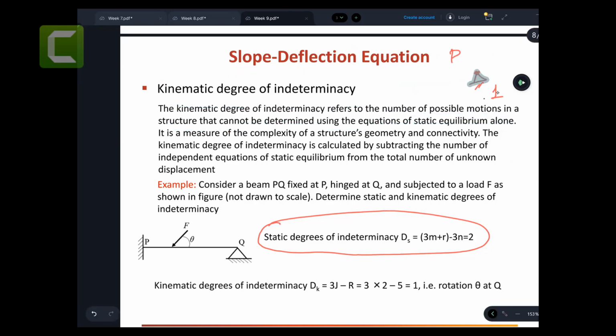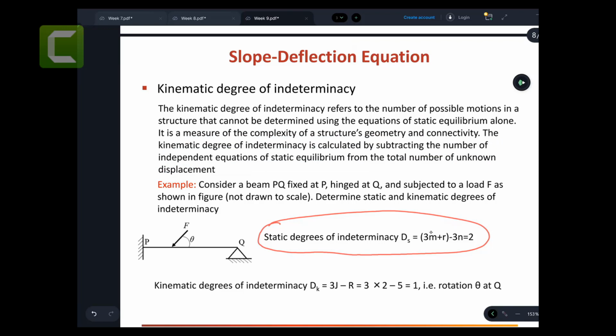Then, it is a measure of the complexity of structures, geometry and connectivity. I already explained that. The kinematic degree of indeterminacy is calculated by subtracting the number of independent static equilibrium equations minus the total number of unknown displacements. So that is the definition. Total equilibrium equations minus total number of unknown displacements.